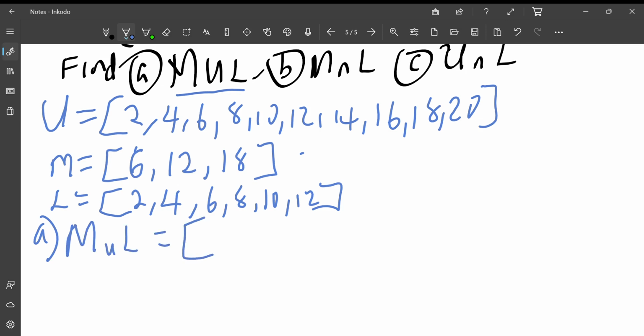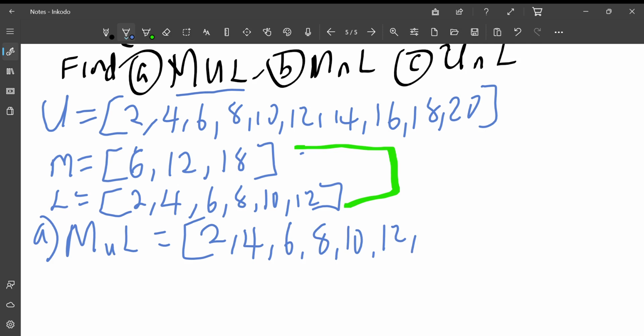So what will my M union L be? Let's write all the numbers starting from the smallest. What is the smallest number I can see between M and L? The smallest number I can see is 2. After that, I see 4, I see 6, I see 8, I see 10, I see 12, I see 18, and I don't think I'm missing any numbers. So that's my final answer. Remember, union, just simply look at the two of them, add all of them together, alright? But don't repeat one two times.